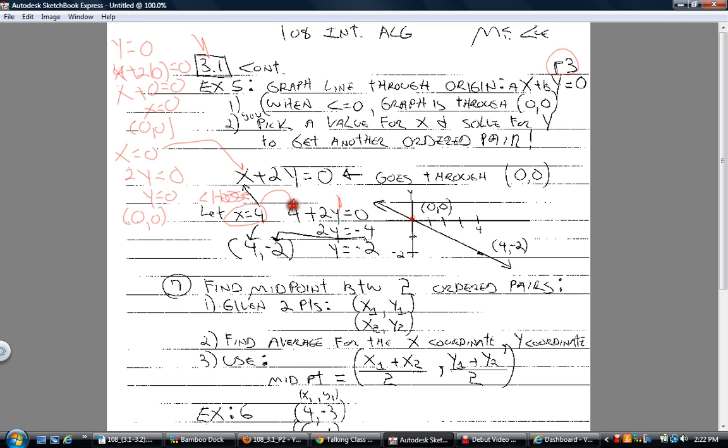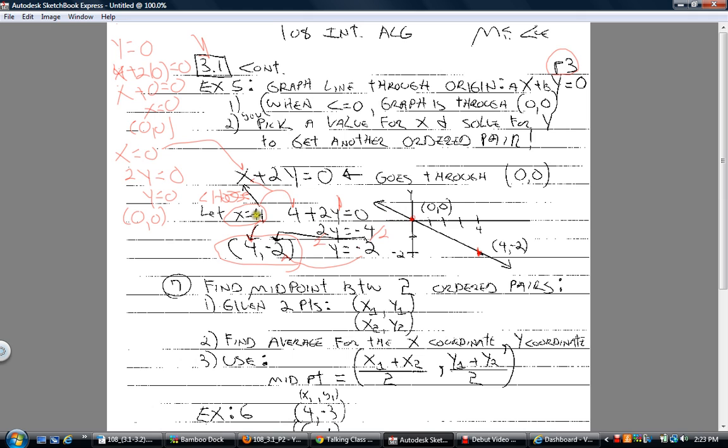Substitute it in. Put a 4 in for x, and now what will I find out for y? When I put a 4 in, I've got a minus 4 on both sides: 0 minus 4 equals 2y. Divide by 2 on both sides, and I get y equals negative 2. That's the y coordinate. I chose the x coordinate to be 4, and now I've got my second point at (4, -2), and now I could draw my line.